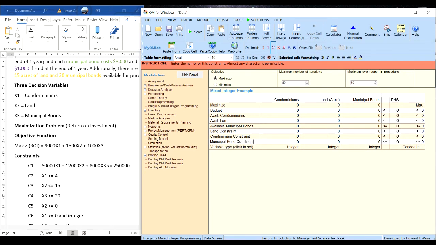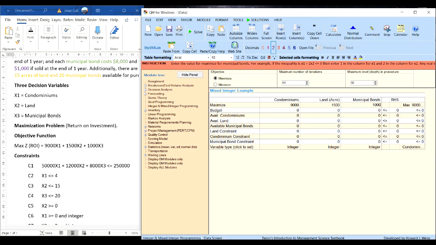Now, let's go over to condominiums. How are we going to set up condominiums? In this situation, we're going to enter our return on investment first so we can set up our objective function. So here we go. Condominiums, we have a $9,000 return. Land, we have a $1,500 return. And municipal bonds, we have a $1,000 return. Very simply.